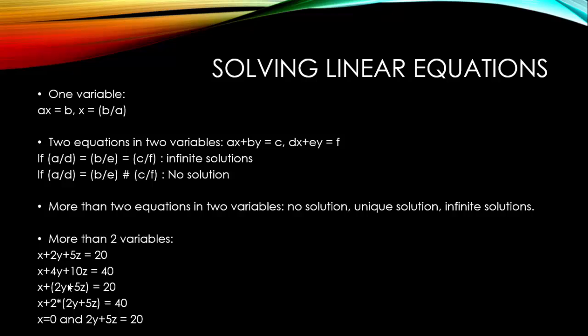For example, consider the equations x plus 2y plus 5z is equal to 20, x plus 4y plus 10z is equal to 40. In this case, you can treat 2y plus 5z as a single variable to get x plus 2y plus 5z is equal to 20, x plus 2 into 2y plus 5z is equal to 40. So this can be solved to get x is equal to 0 and 2y plus 5z is equal to 20.